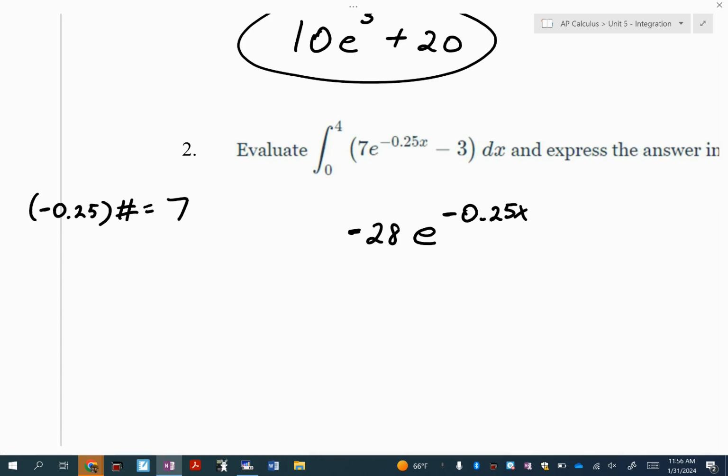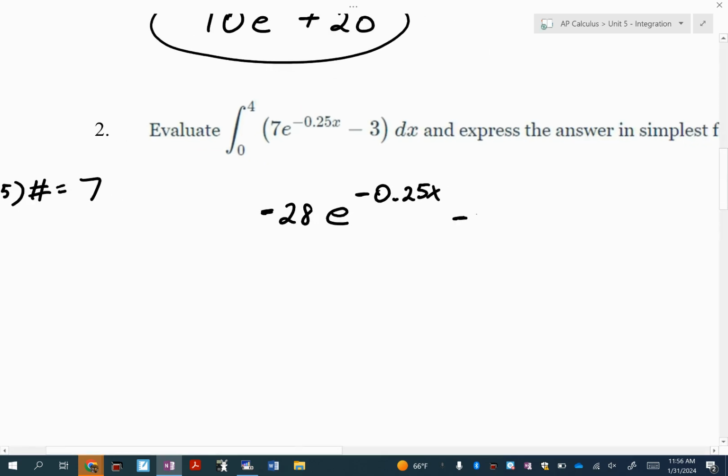What's the antiderivative of minus 3? Minus 3x. And again, I did not use substitution, so I will be using the same limits of integration.